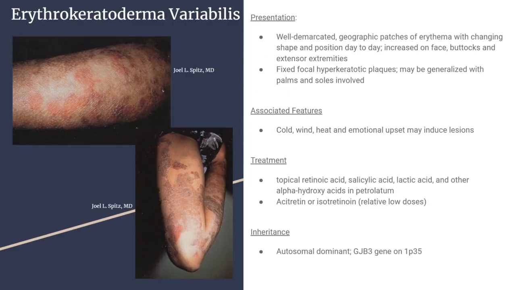Next disease we're going to talk about is, I often abbreviate as EKV because sounding things out is very difficult for me, but the disease is erythrokeratoderma variabilis, and you have kind of two sets of findings here. You'll have well demarcated geographic patches of erythema that change in shape and position day to day. Increased propensity on the face, buttocks, and extensors. You'll also have fixed focal hyperkeratotic plaques. These ones don't change as rapidly. They can be generalized, but also palms and soles will be involved as well.